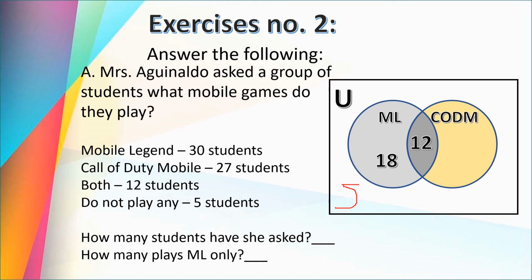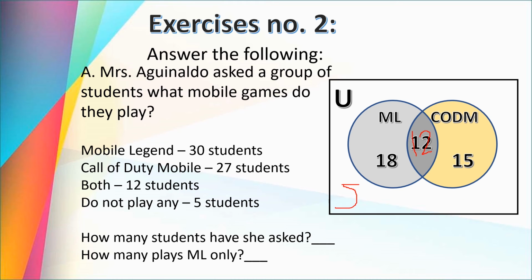Then sabi dito sa ating given, 12 students ang naglalaro ng both ML at COD. So since both, pag sinabi natin both, common elements yun or intersection. So, yung 12 ay ilalagay natin saan? Sa intersection or sa overlapping ni circle ML at ni circle COD. So, 12 yung kanilang intersection.